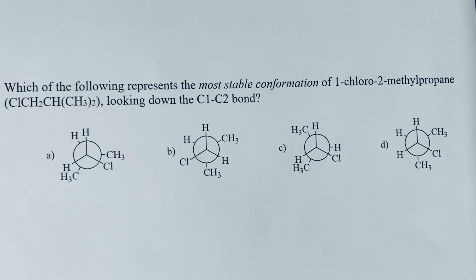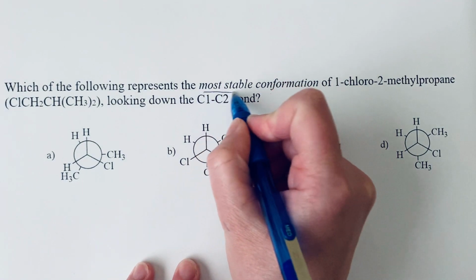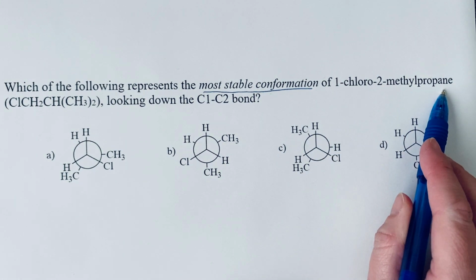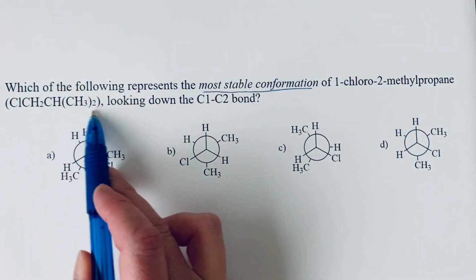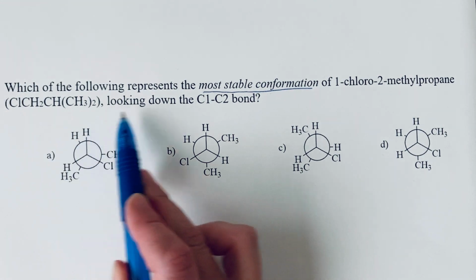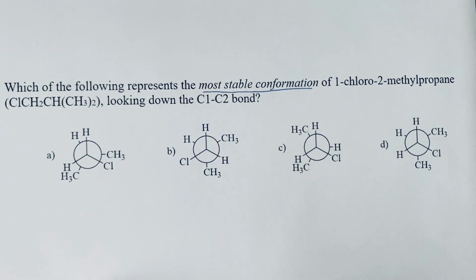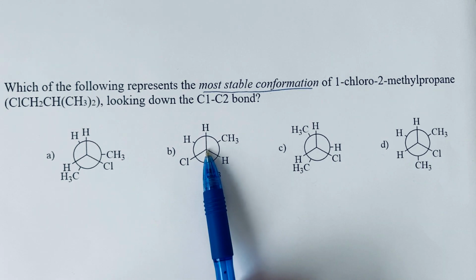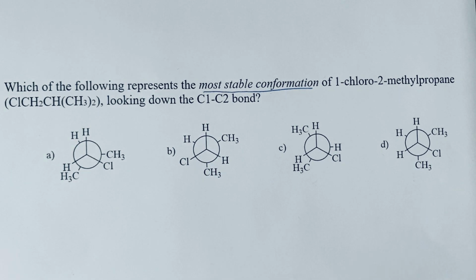Which of the following represents the most stable conformation of 1-chloro-2-methyl-propane? And so we have the formula here, actually the condensed structure, looking down the C1 to C2 bond. So when we're drawing the most stable conformation of an alkane, we're going to represent it as a Newman projection, so we can look down that bond and see where our groups are oriented around each other in space.